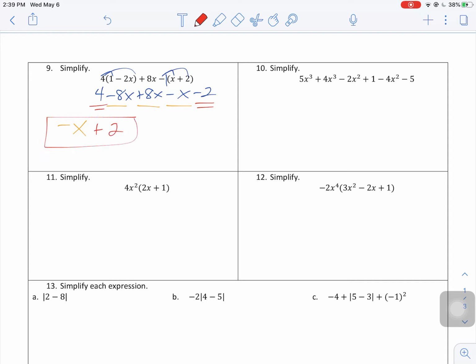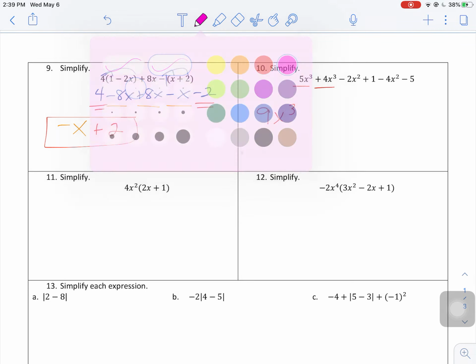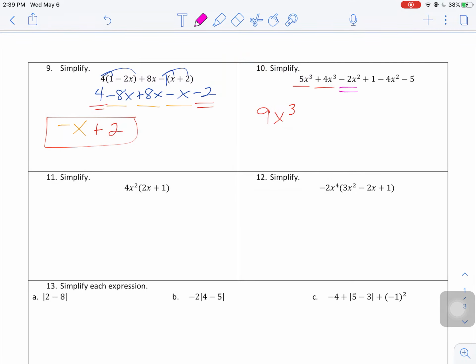On 10, we are simplifying, so we want to combine like terms. I see a 5x to the third plus a 4x to the third, which is 9x to the third. I see a negative 2x squared minus 4x squared, so negative 6x squared. And then I see a 1 and a minus 5. Notice when we're combining like terms, we do not change the exponents on the variables. We just leave them alone.